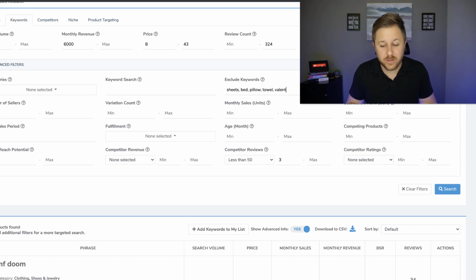And then what I did was I come down here and I type in different holidays that we're searching around. So right now it's around Valentine's Day. So I'll put Valentine's right here. I also put sheets, bed, pillow, towel, whatever pops up frequently that you don't want to see, you want to just put it right here.